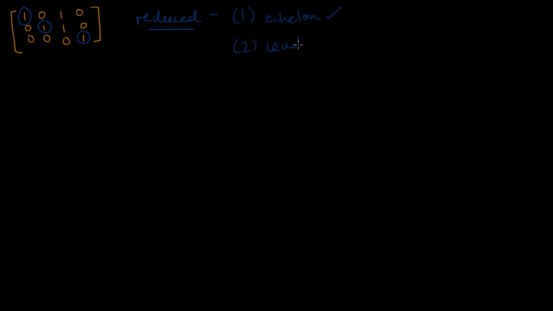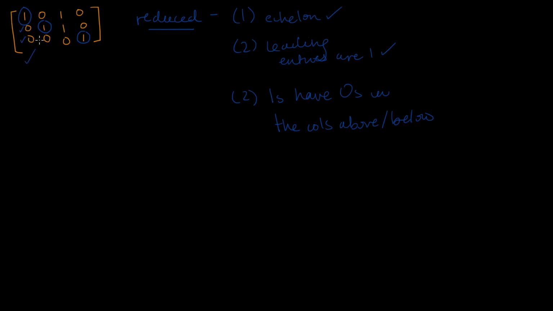Leading entries are 1, and the 1s have zeros in the columns above and below it. Let's check the leading entries. This has a 0 below it, this has a 0 below it. This has a 0 above it, this has a 0 below it. And this has a 0 above it and another 0 above it. So it follows all the rules for reduced echelon form.